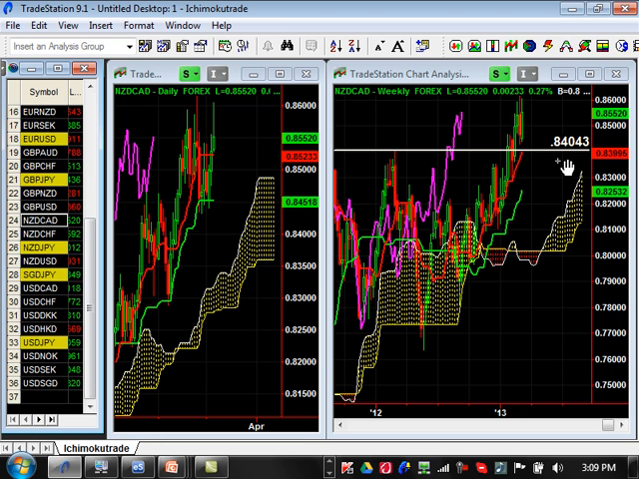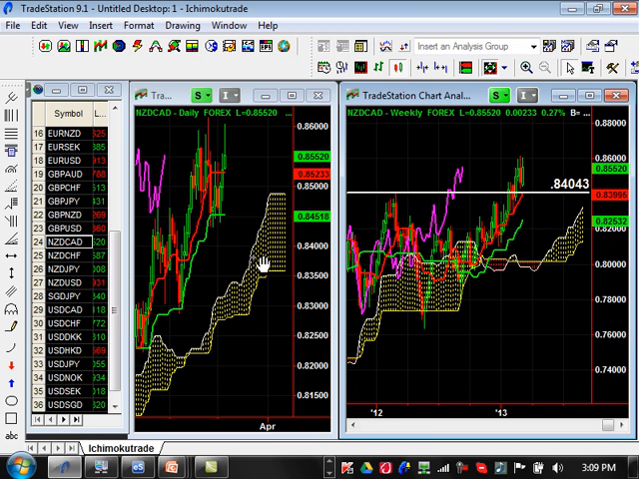New Zealand CAD, this one is basically starting a trend on the daily and starting a trend on the weekly. A little hesitation right now. Minor support on this one's going to be about 84.04. Resistance is going to be 8,600, but this one is trickling up north, so just keep a lookout for this one.